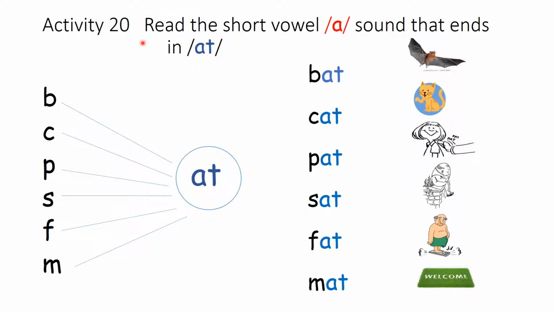Okay, now let's do this activity. Read a short vowel sound that ends in AT. Okay, so read with me. Sound it first, follow this pointer. Ready? B, at, bat. K, at, cat. P, at, pat. S, at, sat. F, at, fat. M, at, mat.